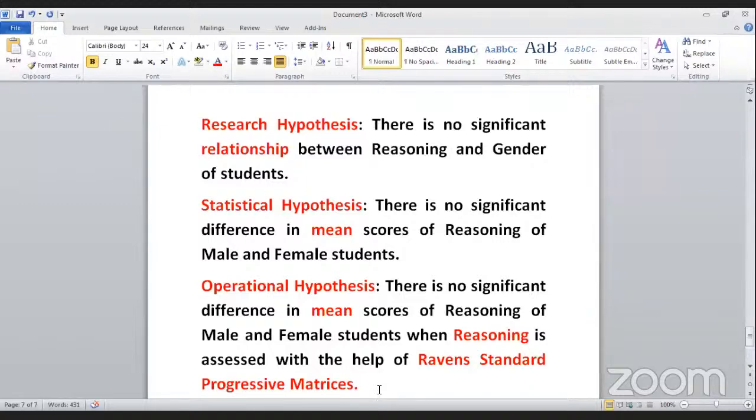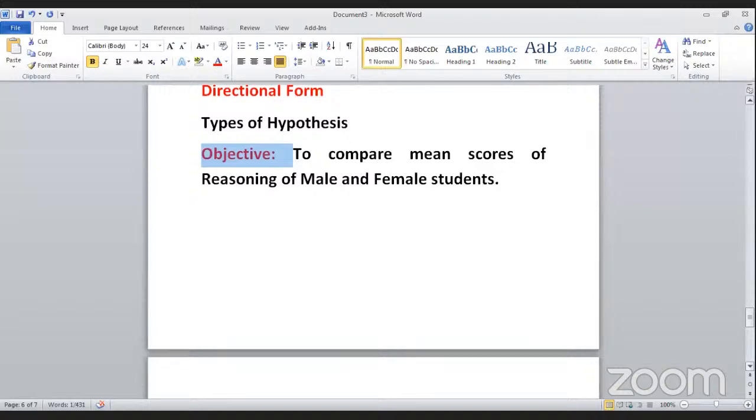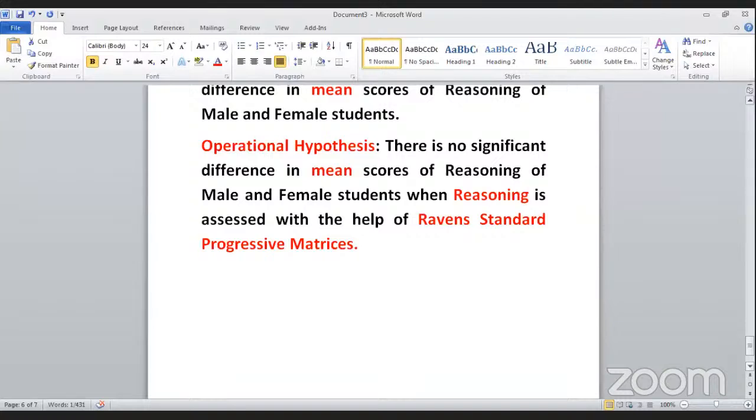So this is the one example where I took the objective. This was the objective taken, and for this particular objective, I have already formulated the hypothesis. So you have seen these are the types of hypothesis which I have formulated. Let me take one more example. I take another objective.